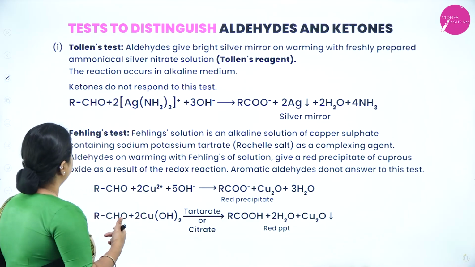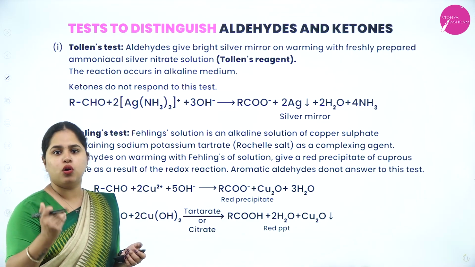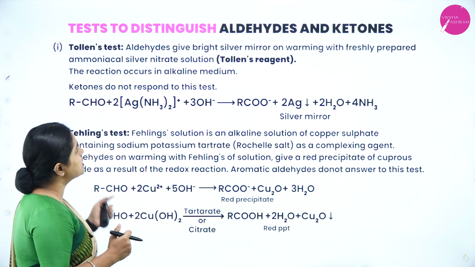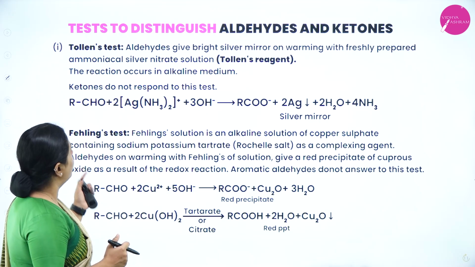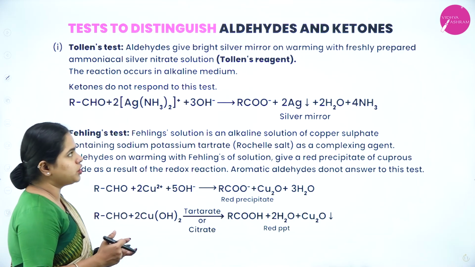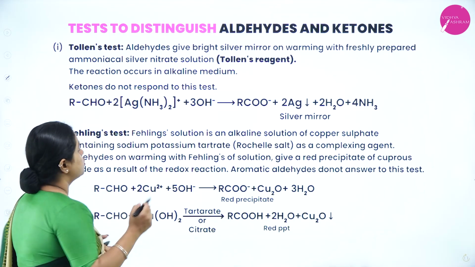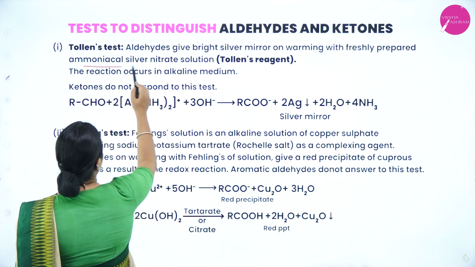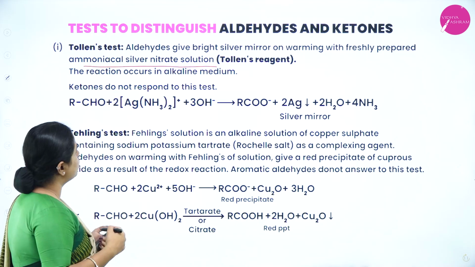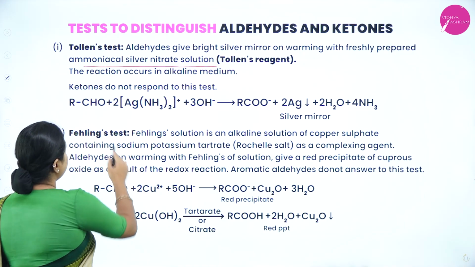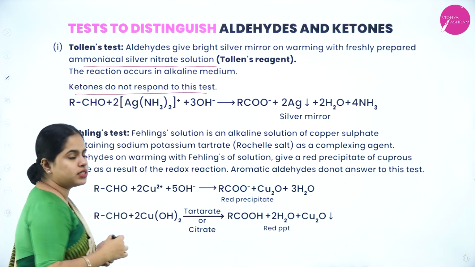So one test is Tollens test, in which you are using Tollens reagent, right? Aldehydes give bright silver mirror on warming with freshly prepared ammoniacal silver nitrate solution, which is called as Tollens' reagent. So what is Tollens' reagent? Ammoniacal silver nitrate solution. Okay. So the reaction occurs in alkaline medium and ketones do not respond to this reaction.